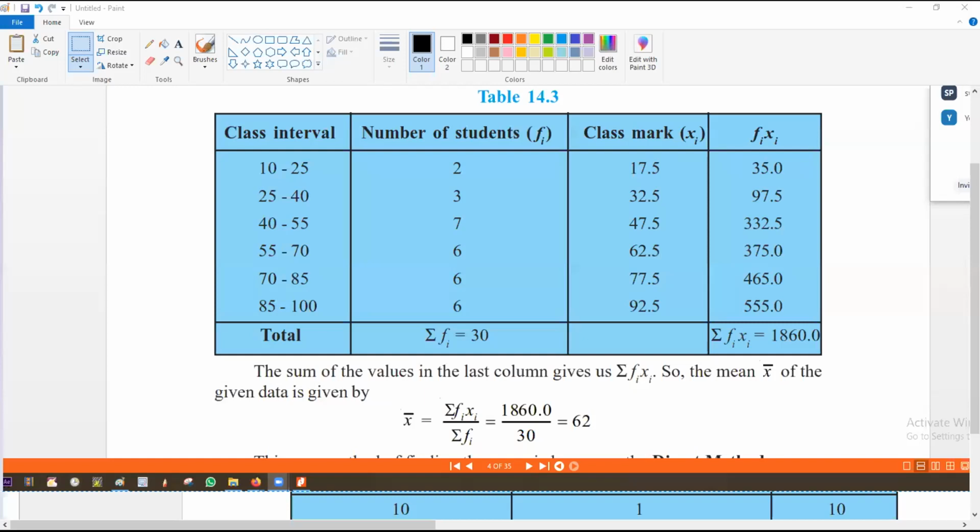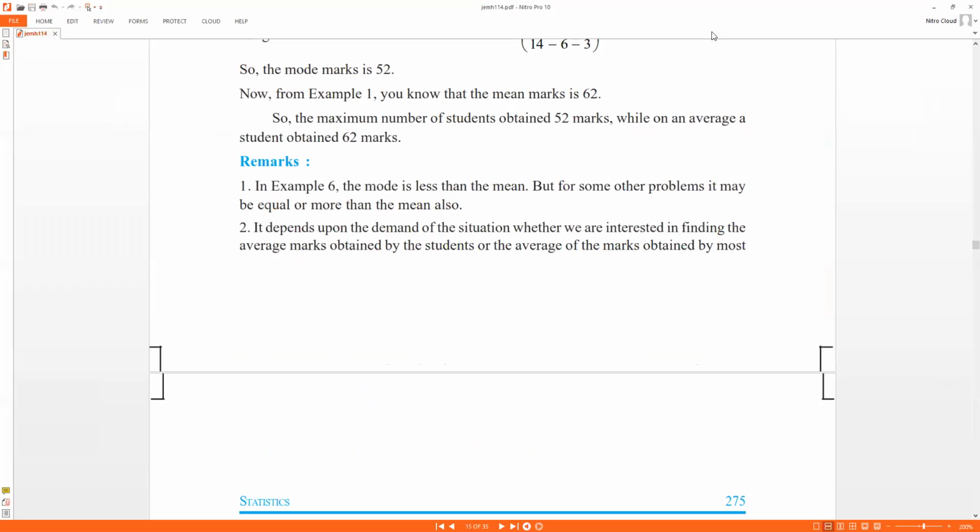Okay. Remarks. In the above example, the mode is less than mean. Okay. Mode, have I shared? Oh no, I didn't share. Okay, sorry. Okay. आता दिसतंय का? Is it visible? Yes, sir. Okay. So mode was 52 marks and mean was 62 marks.